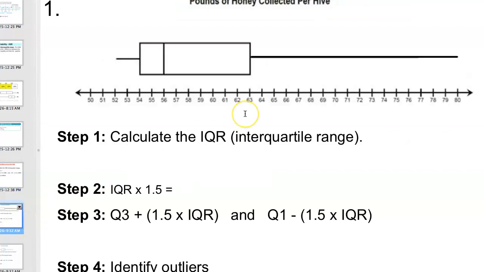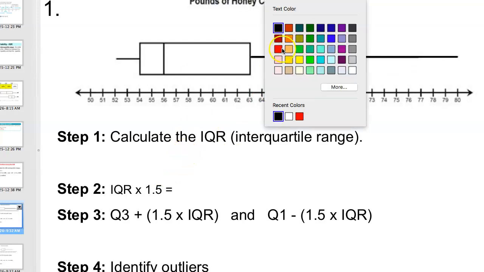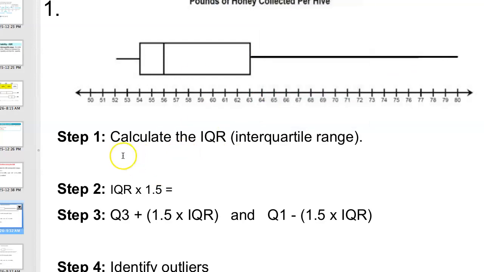Looking at this, it's talking about pounds of honey collected per hive. It looks like this here is an outlier. See how this is really skewed? It looks like there's a very high outlier. We're going to calculate it to see if there is. So step 1, it says calculate the IQR. So it's the upper quartile minus the lower quartile. Upper quartile is 63 minus my lower quartile, which is 54. So 63 minus 54 is 9. So step 1 is just to tell me what the IQR is, which is 9.